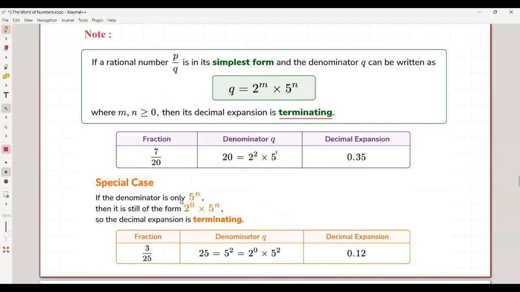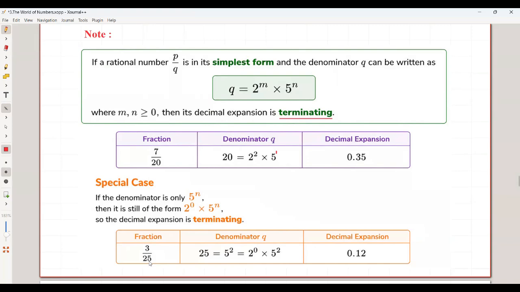In case the denominator has only 5 power n and no 2 power, in that case also it will be terminating. Why? Because 2 power 0 is equal to 1. 5 power n means we can write it as 5 power n into 2 power 0. For example, 3 by 25. We have to check whether 3 by 25 is terminating or non-terminating repeating.